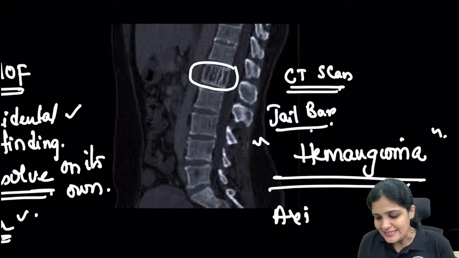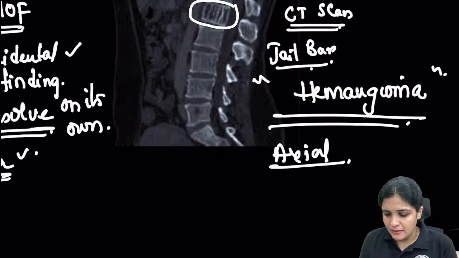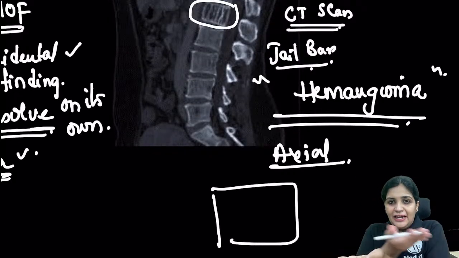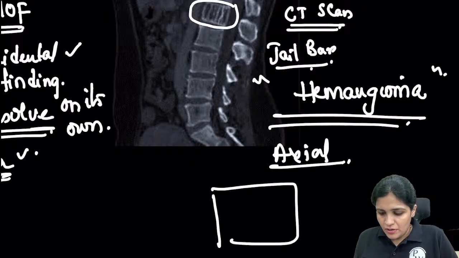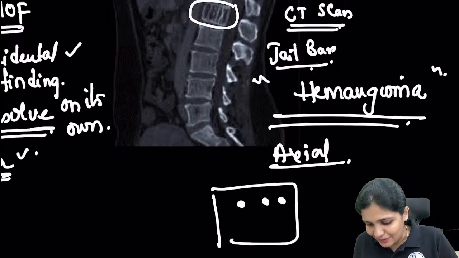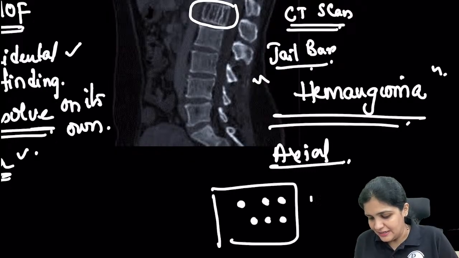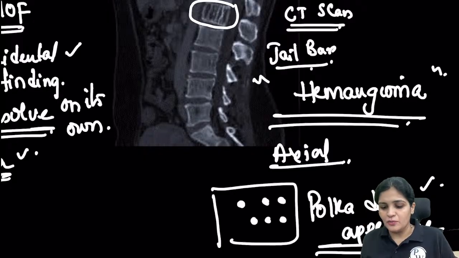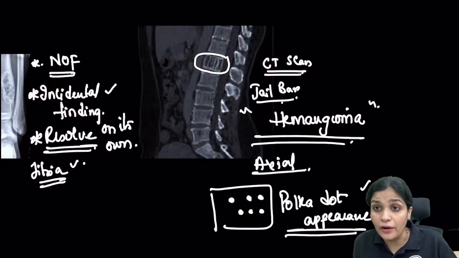When I say axial, what do you see? So now this is your vertebrae, and now I'm cutting the vertebrae like this. So what is this? Polka. Very good, excellent. This is the polka dot appearance. So these two are related to your hemangioma. So one is your jail bar appearance or corduroy appearance.